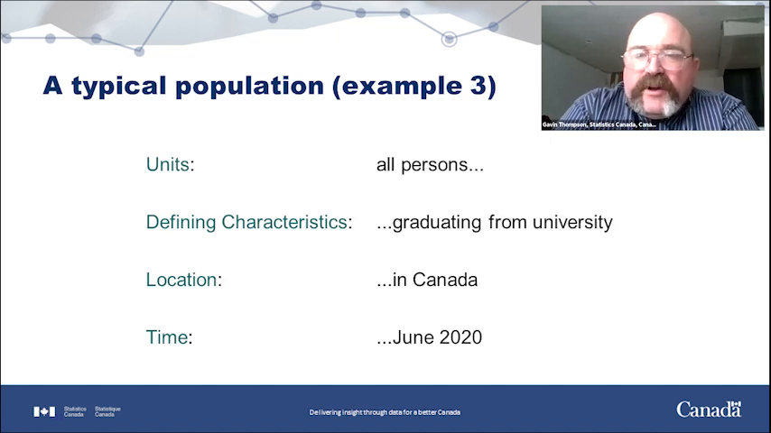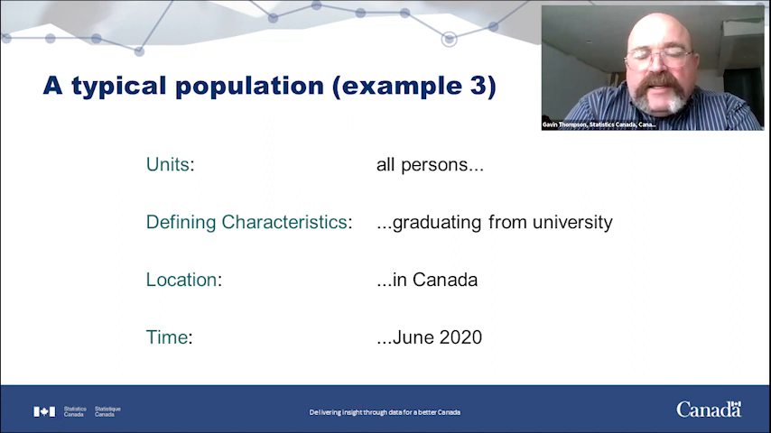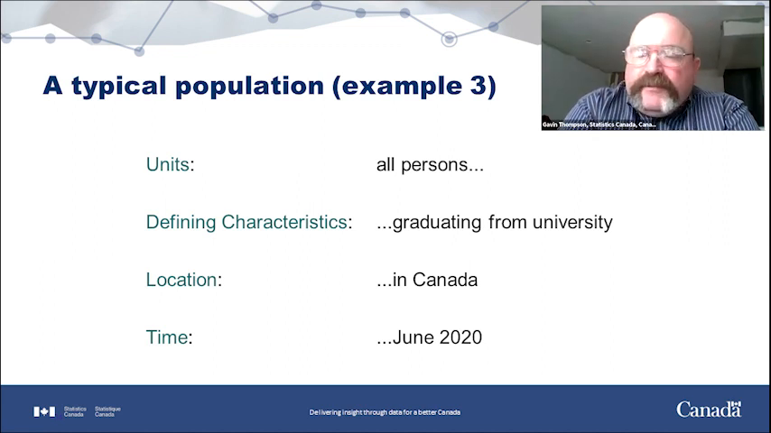All persons graduating from university in Canada in June 2020. So the one that I usually get my students to pick up on here is, what does it mean to graduate in June 2020? The tighter the time frame, the more obscure this concept gets. All of us, if you've gone to college or university, you should hopefully be able to say what year you graduated. If I ask you to tell me what day you graduated, most of us may have a really difficult time doing that.